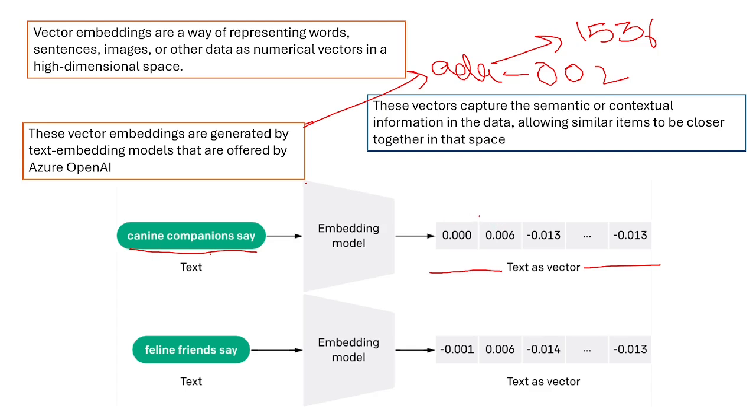So you're going to get back an array of floating point numbers. These are not integers, but floating point numbers which can range from minus infinity to plus infinity. And in the same manner, we are vectorizing the second phrase as well, feline friends say, and generating vectors for this text.